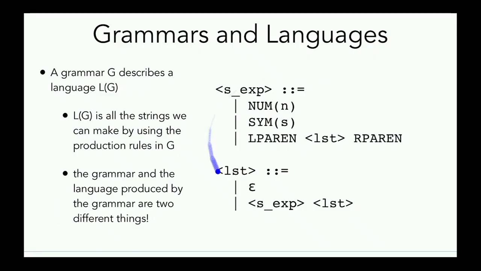So if we look at this grammar that we have been playing with so far, this is the grammar of our S expression, so maybe this is G. Then L of G would be all S expressions.